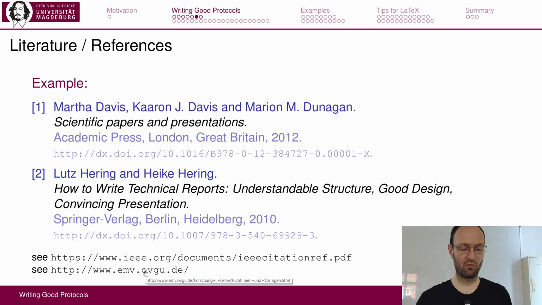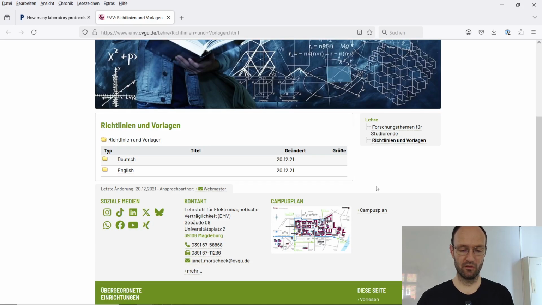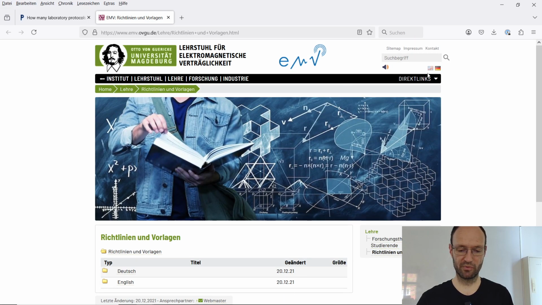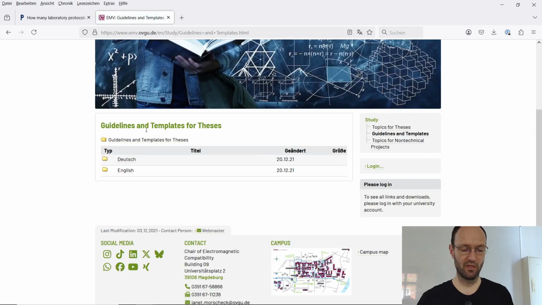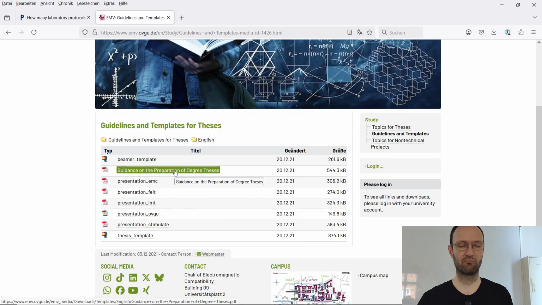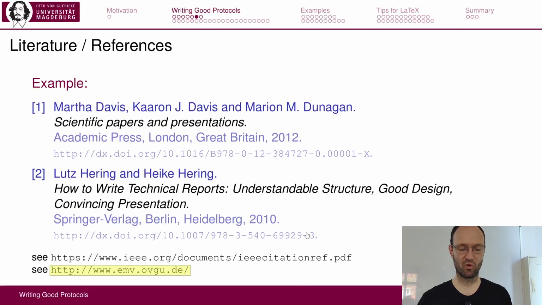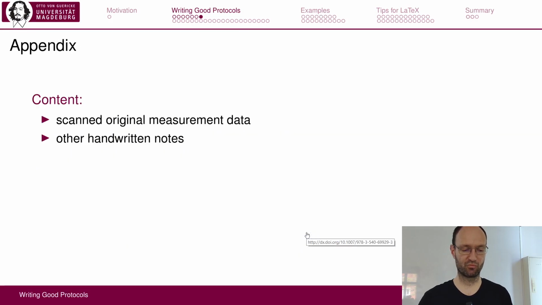And on our website, maybe I can go to this for a second. So this is the German page, but there should be also an English translation here. So we also give some guidelines and templates for thesis. There's a German, there's some English version, and you can also check this document. There's more information about this there, how to properly cite sources, and also, for example, what is a direct citation, what is an indirect citation, how to avoid plagiarism, and so on.